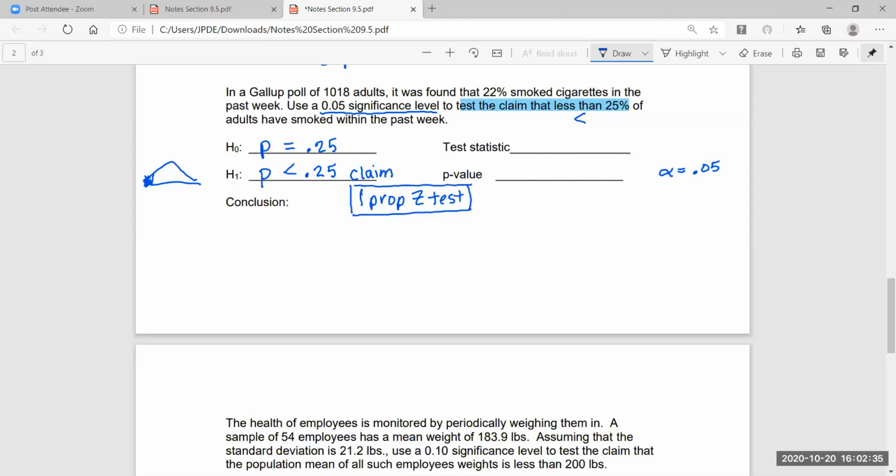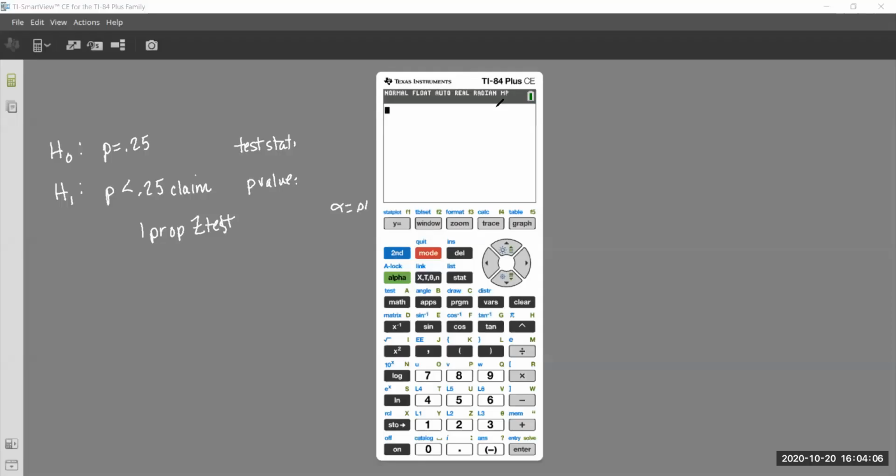Okay. So we're going to move over to the calculator again, because this one has something a little bit different going on in it. All right, we're back to the calculator, and I summarized what we had written so far for this problem. So we go to our 1 prop Z test, and what's nice is it does prompt us what we need to enter. So again, our P sub 0 is 0.25, and then we need our number of successes.